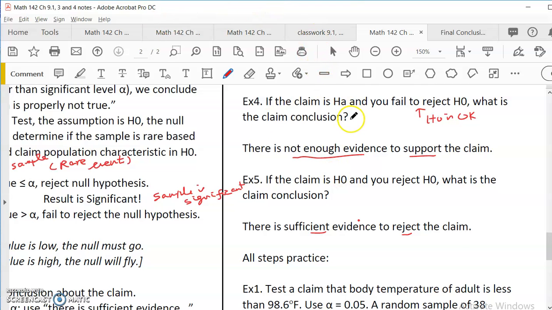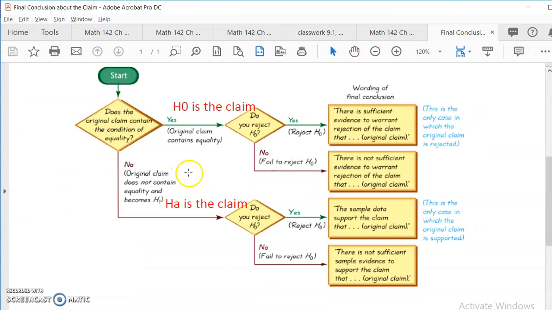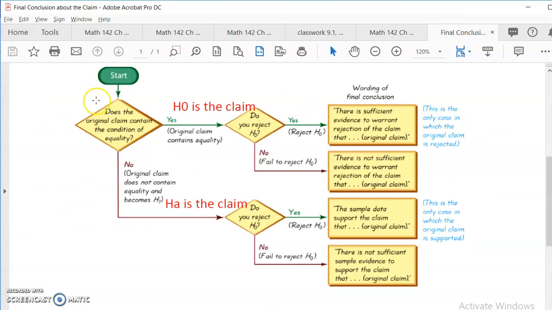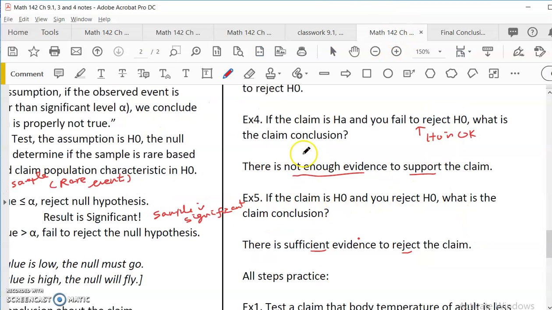So let's look at the flowchart. The flowchart actually also can help us. Say here, if I have a claim that is H0, right? The claim is H0, and you have reject H0, so it's like here, then it's box number 1, there's sufficient evidence to reject the claim. And in the last example, if the claim is H1, the alternative hypothesis, but you fail to reject H0, let's see, H0 is the claim, but you fail to reject, so you say box 4, there's not sufficient evidence to support the claim.